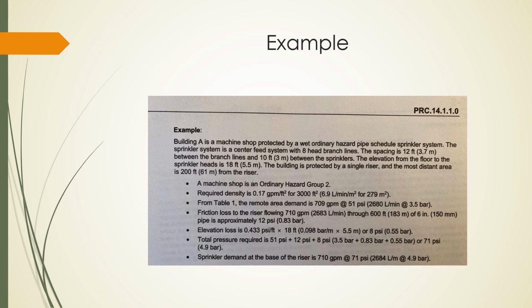Very, very simple. Elevation, remember it's 18 feet off the ground. The water's got to go uphill, so that means there's a pressure loss due to that, and I'll explain how to do that. And so when you add the numbers in the box, plus the pressure loss going through the piping, plus the elevation, you end up with the demand at the riser of 710 GPM at 71 PSI.